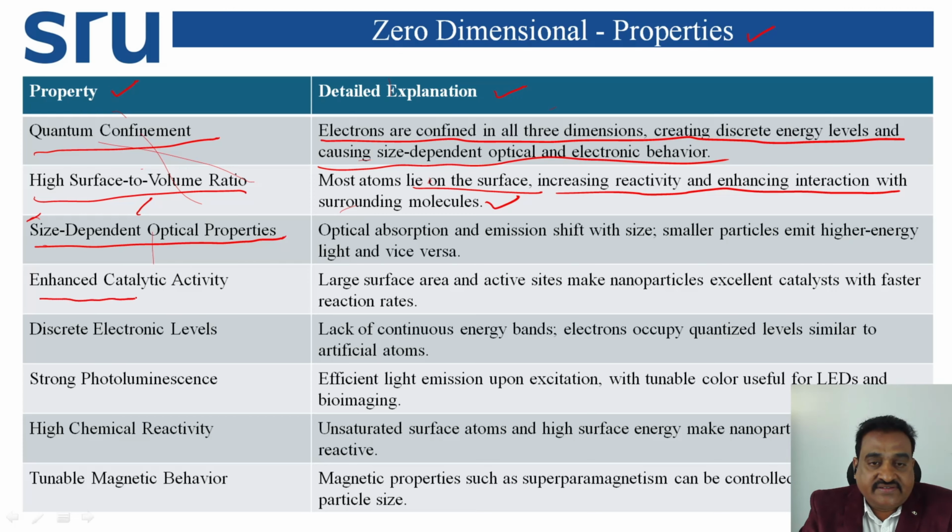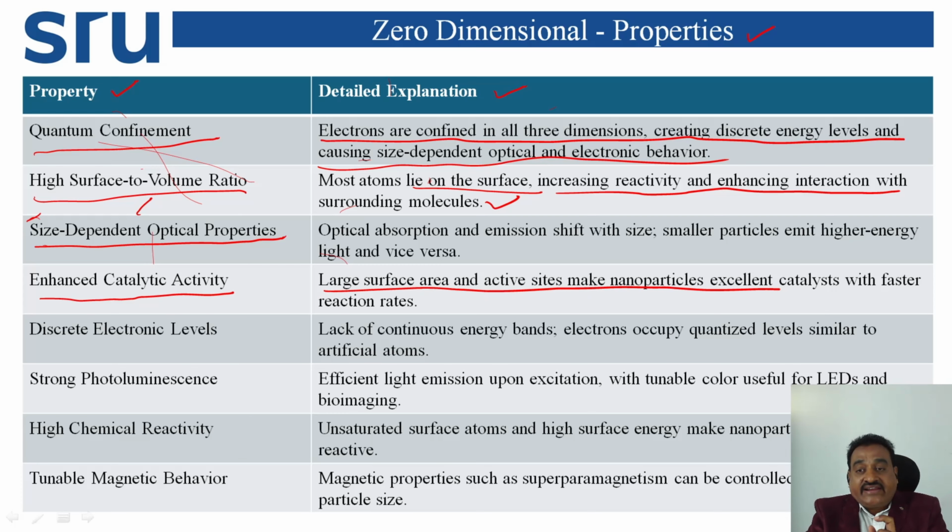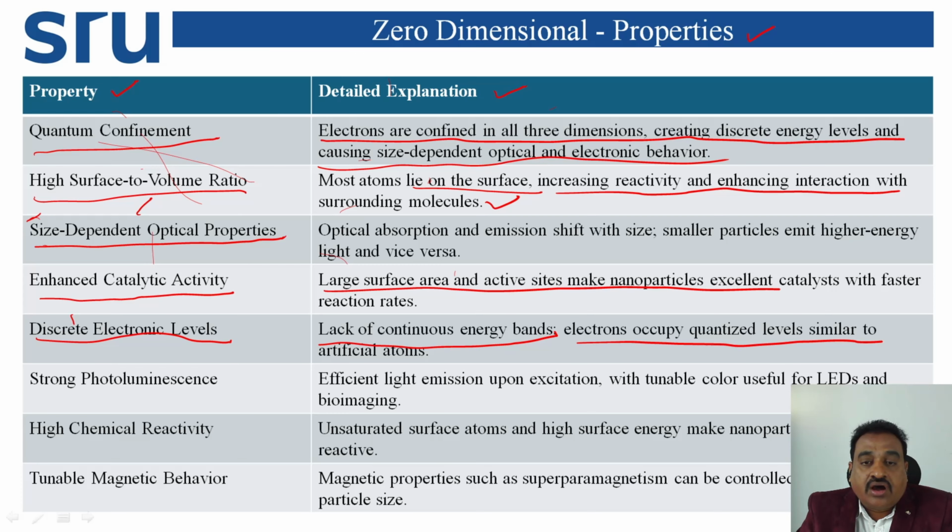Enhanced catalytic activity. So large surface area and active sites make nanoparticles excellent catalysts with faster reaction rates for zero-dimensional nanomaterials. So the discrete energy levels effect for zero-dimensional nanomaterials. You see here lack of continuous energy bands. Electrons occupy quantized levels similar to artificial atoms. Then the properties are changing.